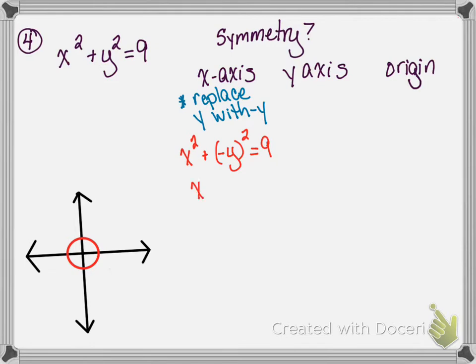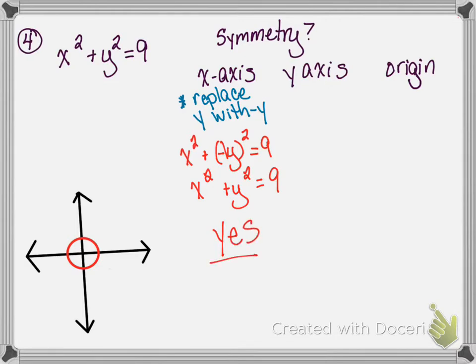So I still have x squared. Negative 1 and the y are being squared. So what's negative 1 squared? Good, it's positive 1. So that's how I end up with y squared. And that is exactly what I started with. So this is symmetrical to the x-axis, which we already knew because we looked at it. But what I've done is I've just shown algebraically that it's symmetrical to the x-axis.